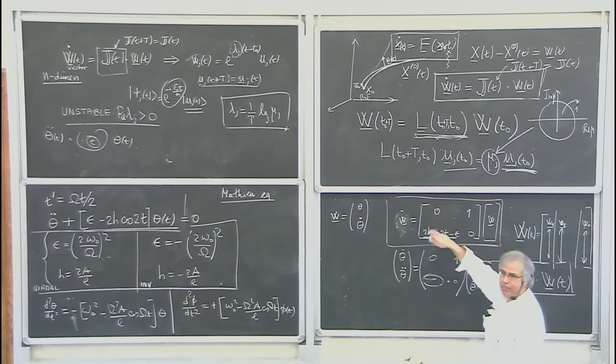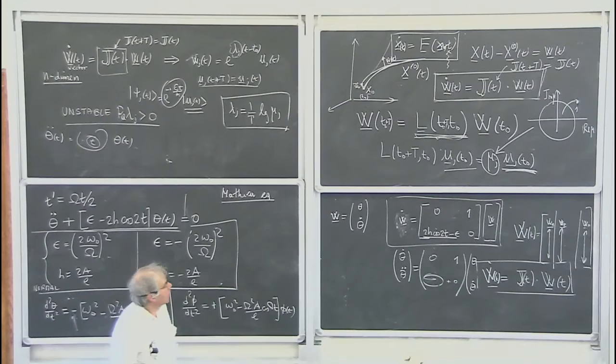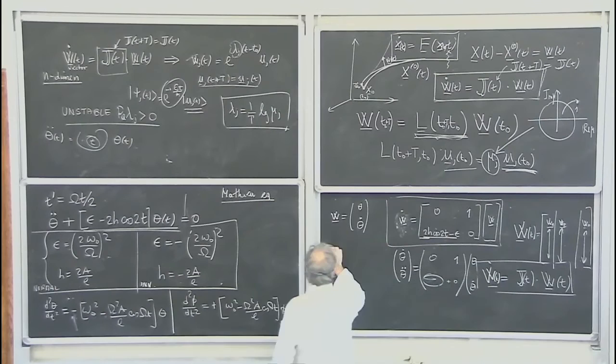Periodic in time with the time, which, by the way, I have rescaled. I have rescaled, remember, here. Okay. Now, what about the trace of J? Okay. The trace of J is equal to 0. Okay?